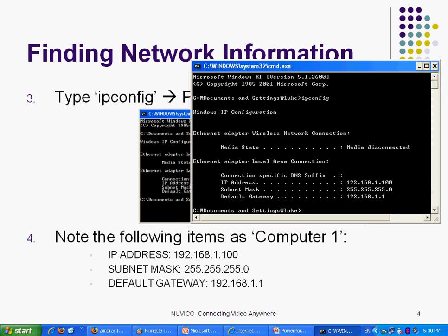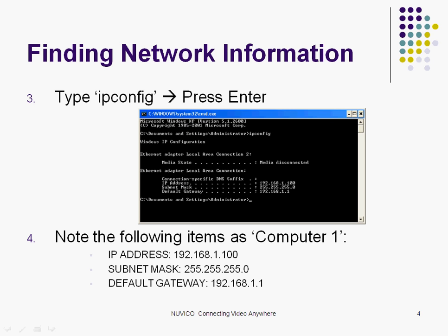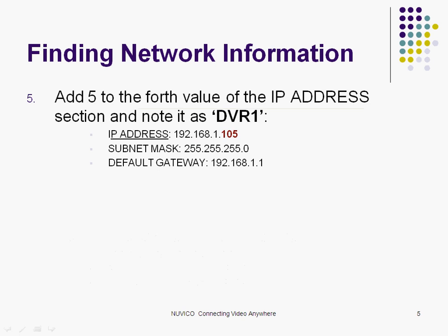On a separate note, make a note as computer 1 and write down the IP address as 192.168.1.100 and the subnet mask as 255.255.255.0, and the default gateway should be 192.168.1.1.